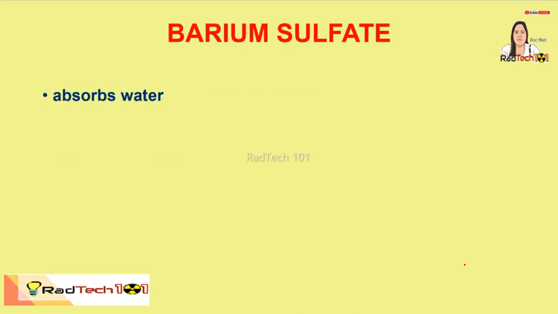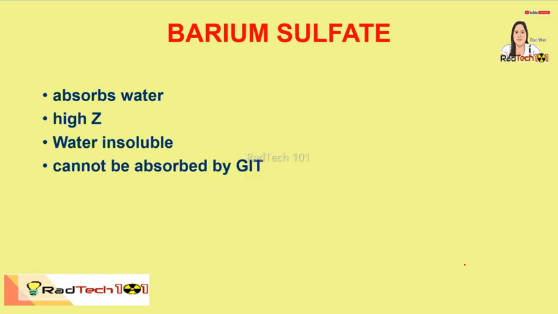So for the characteristics of barium sulfate, again, it absorbs water, high atomic number, water insoluble. So hindi siya madaling matunaw. Hindi siya madaling matunaw ng water. And actually, it can absorb water. So yun, mas maputi siya, mas madali makita yung structures.